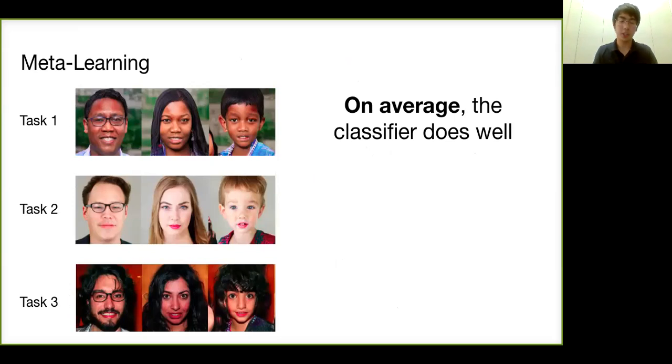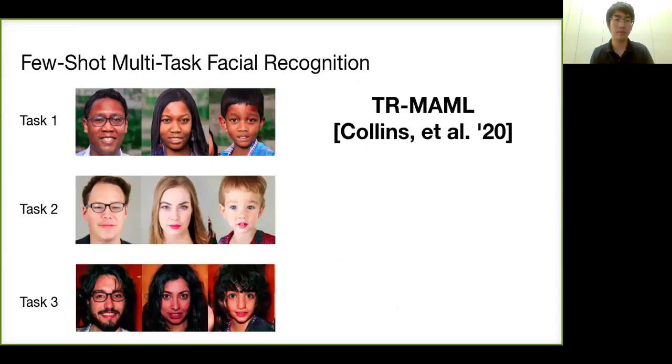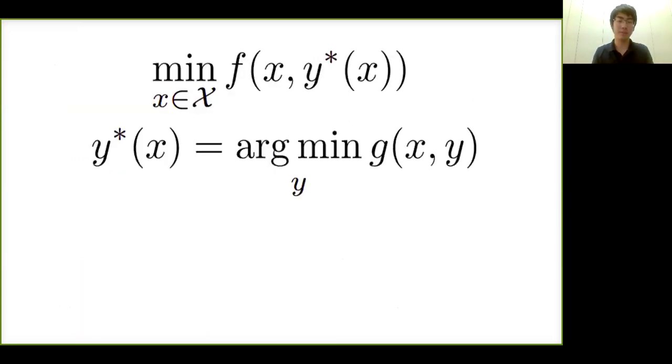However, with the standard formulation, the classifier will do well in the average case, but in the worst case, it may perform poorly, which is a problem in few-shot multitask facial recognition, meaning that the classifier is worse for some races than others. One mitigation is called task-robust MAML, where they optimize for the worst-case loss instead of the average loss. Our goal is to try to formalize task-robust MAML and give a generalization.